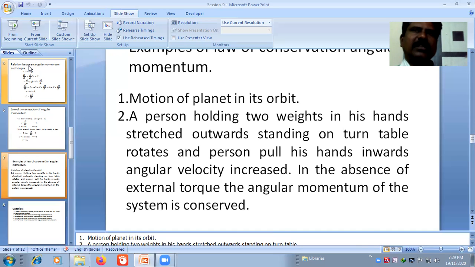So in this class, I have discussed the relation existing between angular momentum and torque. Next, I have stated the law of conservation of angular momentum, and I have proved how the total angular momentum of the system remains constant in the absence of a total external torque. And I have given some examples where the angular momentum remains constant. Okay, thank you.